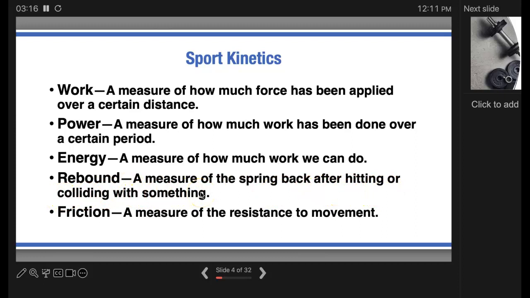So that could be a ball bouncing on the ground. That could be a person jumping on a trampoline. Or in my case, watching a 3-year-old bounce on a trampoline this weekend. That was kind of entertaining. He doesn't go very high, thank goodness.